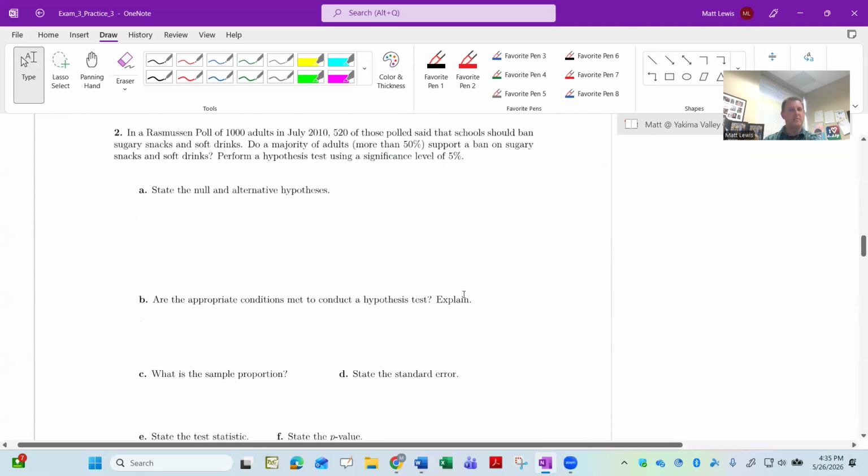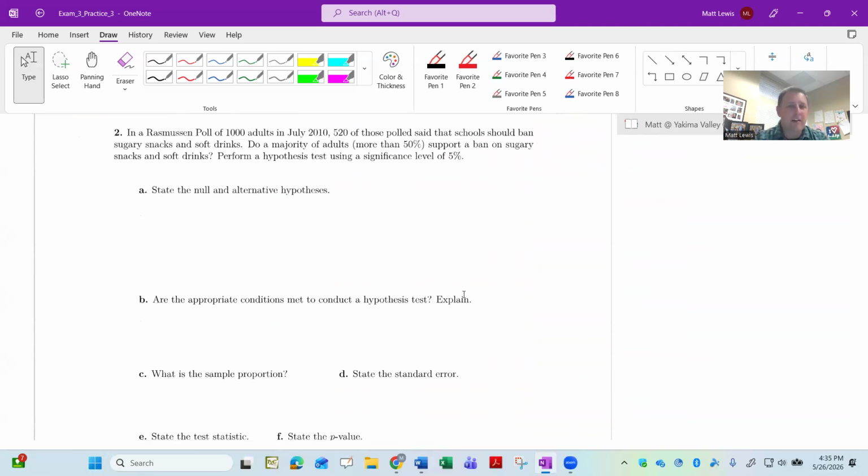All right, so let's look at number 2. It says in a Rasmussen poll of 1,000 adults in July 2010, 520 of those polled said that schools should ban sugary snacks and soft drinks. Do a majority of adults, which means, of course, more than 50%, support a ban on sugary snacks and soft drinks? Perform a hypothesis test using a significance level of 5%.